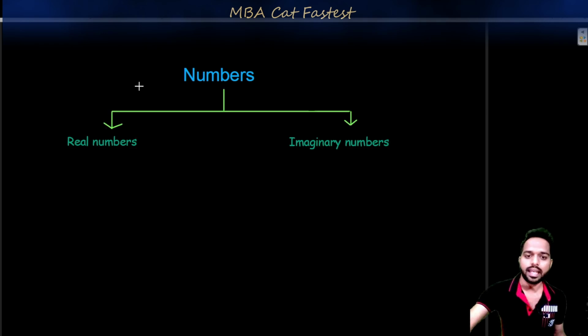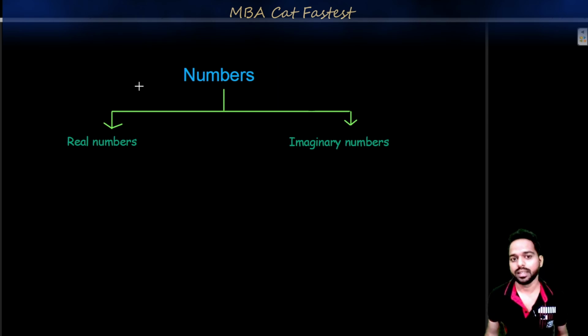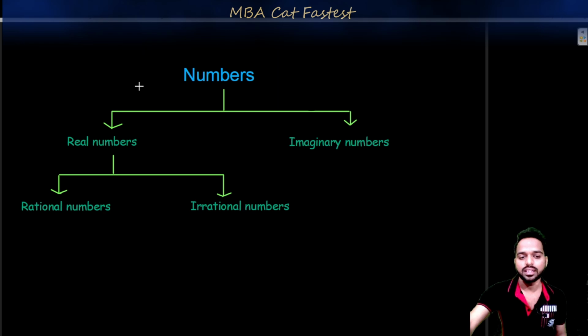Numbers, as you know, can be classified in basically two ways: real numbers and imaginary numbers. Now, imaginary numbers do not constitute much of a portion in the examination, so we will come to them when required. Right now, we will be focusing on the real numbers. Real numbers can further be classified as rational numbers, as you all know, and irrational numbers.